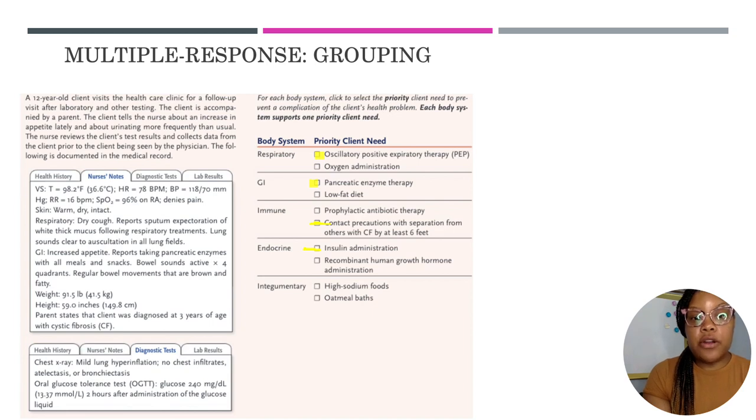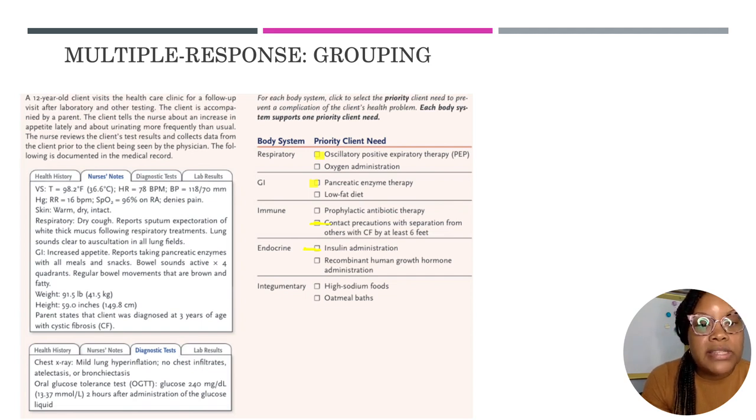All right, so the final part of this question is the integumentary system. All right, so it says, would you do high sodium foods or oatmeal baths? So we're going to check our nurse's notes, and the only thing that we see on the skin is that the patient's skin is warm, dry, and intact.